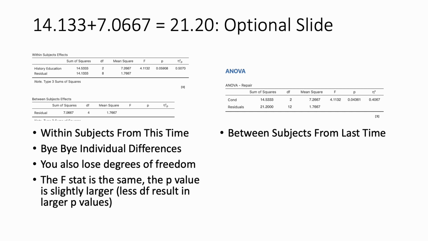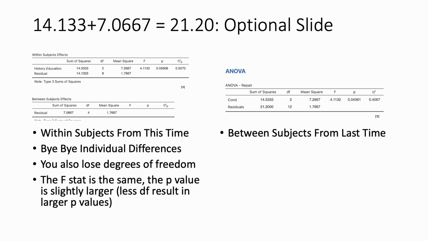I think this is cool. On the left, you got your within subjects analysis. On the right, you got your between subjects analysis. Same data, right? I want to show you some similarities here. Number one, ignore F and P for this whole discussion, all right?